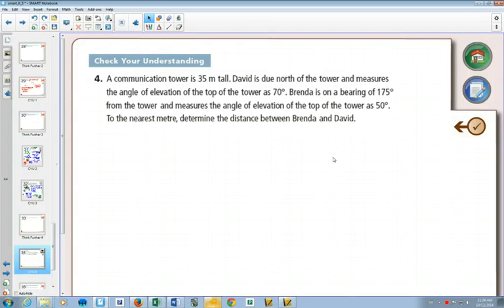All right, this is an example of a three-dimensional question. We've got a communication tower 35 meters tall. There's a person that's due north of that tower, measuring an angle of elevation to the top of the tower that is 70, and then somebody else at a bearing of 175 degrees from the tower has a different angle of elevation. So the hardest thing in this one is drawing a diagram, because you can't just draw it in 2 dimensions.